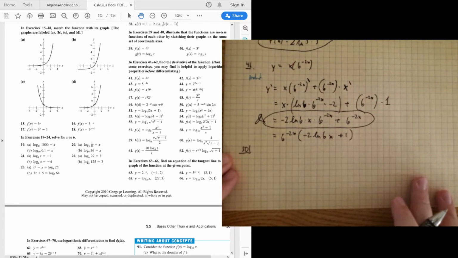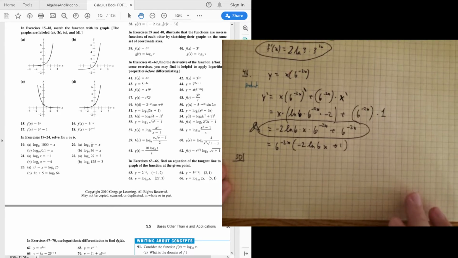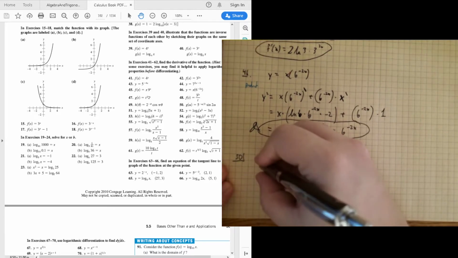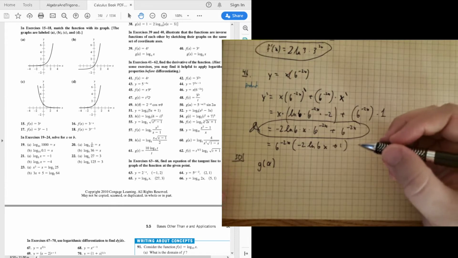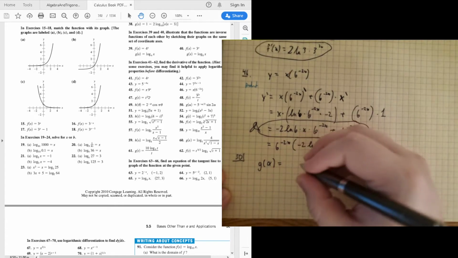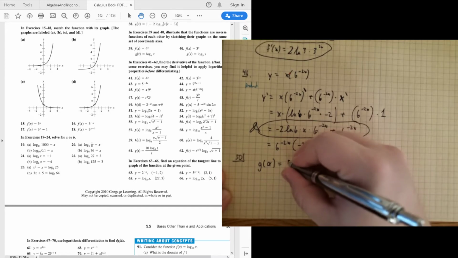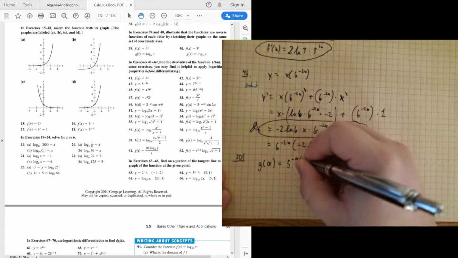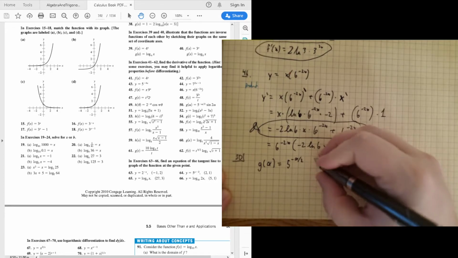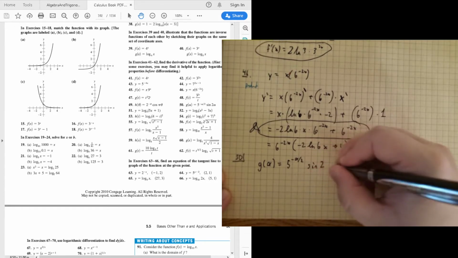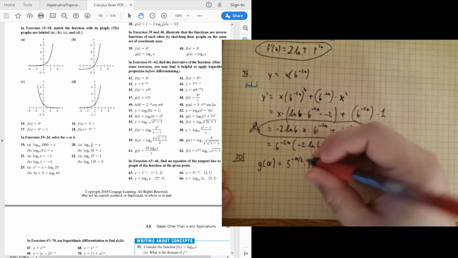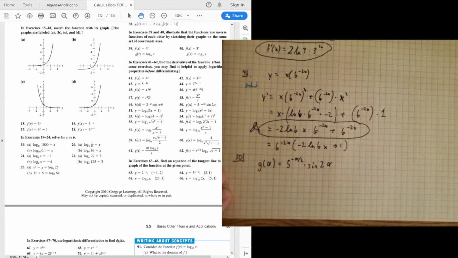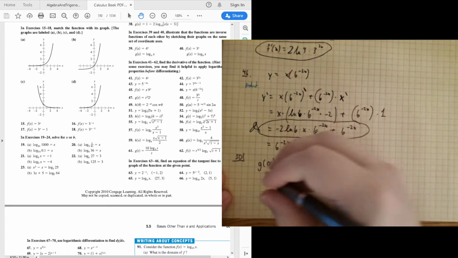Okay, as we go farther and farther, I'll try to use less and less rules. So we have, fun one, g of alpha. We haven't used alpha a whole lot this year, but alpha is just another variable, equals 5 to the negative alpha over 2 sine of 2 alpha. So, just like with the previous problems, we have multiplication, so I'm going to use a product rule. Well, let's do it.